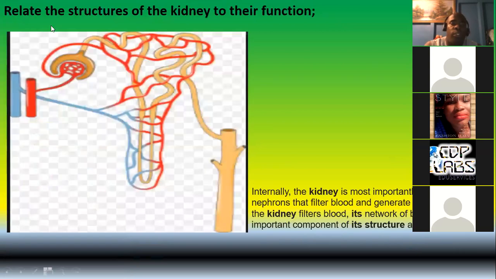All right. Now, this says relate the structures of the kidney to their function. When they say relate the structure of the kidney to their function, they are mainly speaking of the content of the kidney. We know that the kidney is made up of numerous nephrons. This is the nephron. Just to test if you recall anything, close your textbooks, close your notebooks, and see how much you recall.